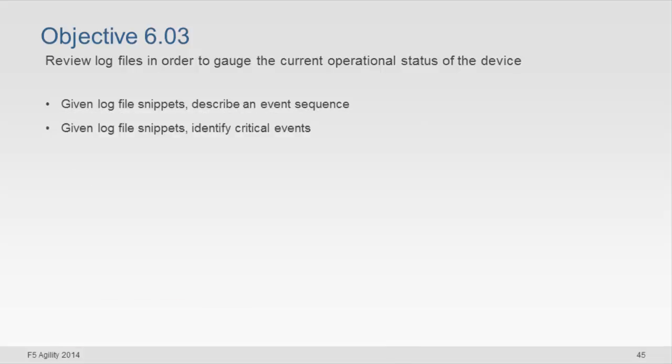You maybe need to identify critical events. Maybe if you're seeing the log file and it's telling you you have hard drive errors, or power supply failures, or fan chassis failures. What were the major critical events in this log file snapshot? You want to look for things like that.